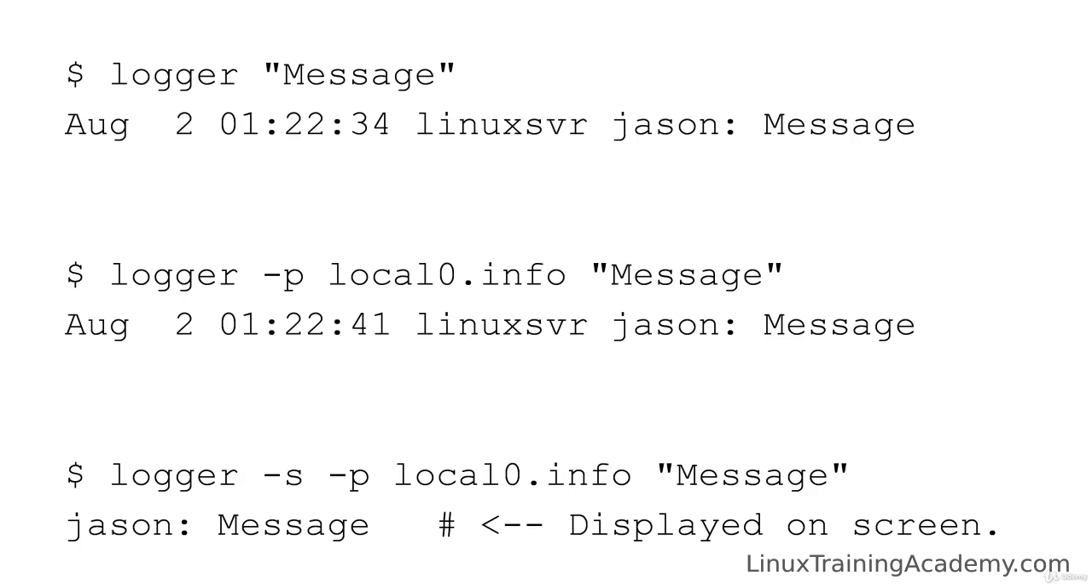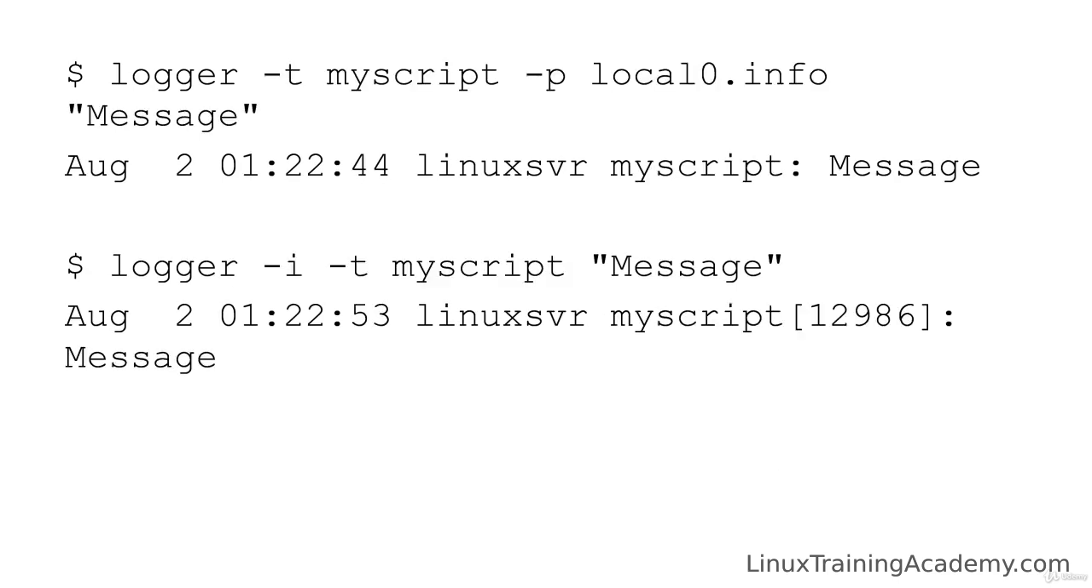If you want to display the message to the screen in addition to sending it to the logging system, use the -s option. The first logger command on your screen uses a tag. The message that it generates now contains the specified tag. The other logging command uses the -i option, which causes the PID to be included in brackets in the log message. If multiple copies of your script can run at the same time, then having a PID can help differentiate the logs being generated by one instance of the script versus logs being generated by another instance of the script.